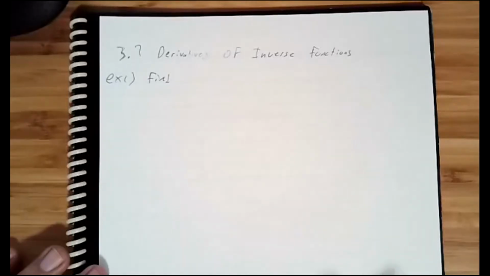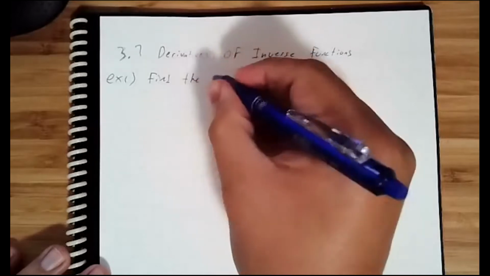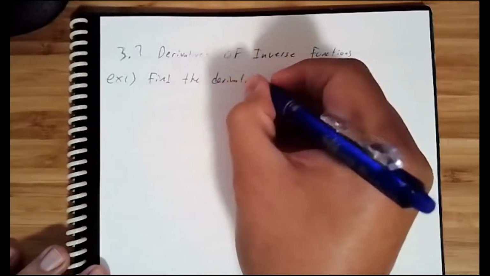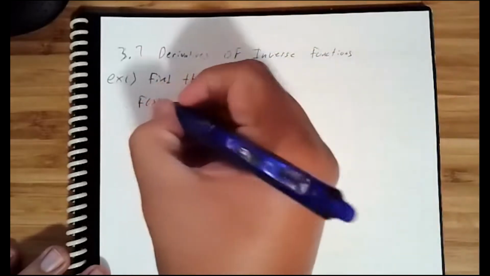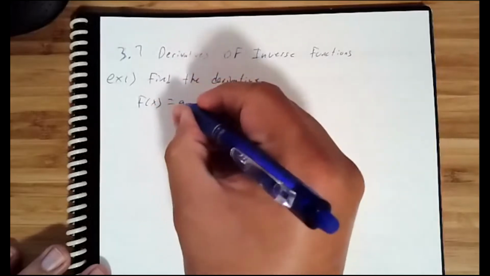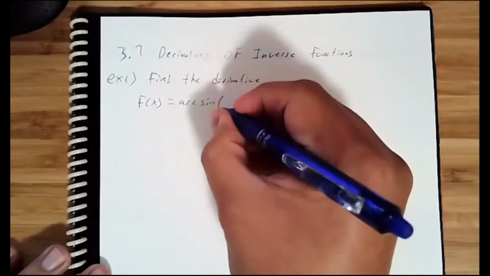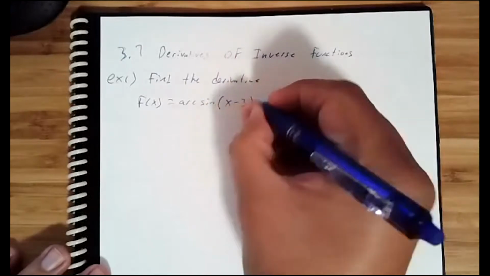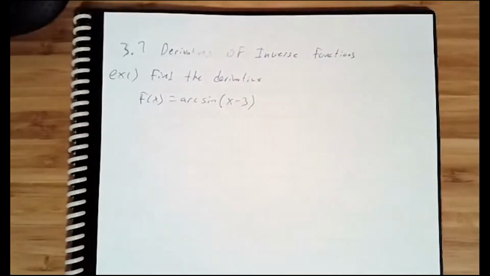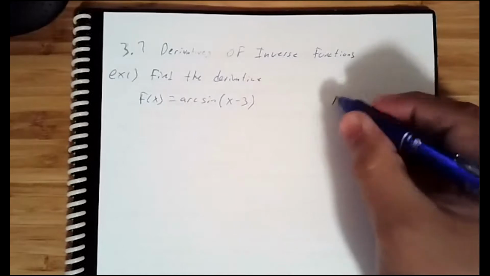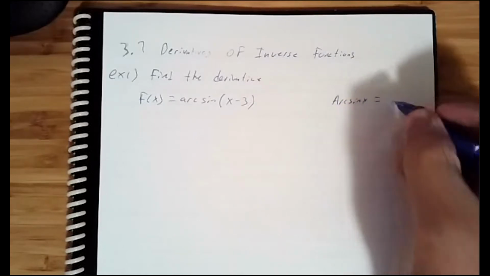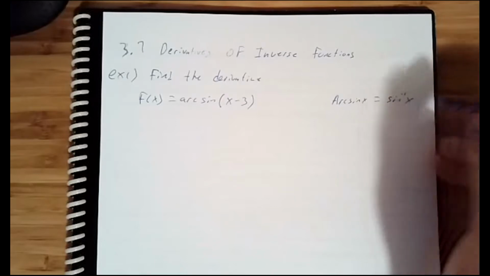All right. So find the derivative of this following function here. So f is equal to arc sine of x minus 3. So this is the same as sine inverse. Okay, just real quick, in case you didn't already know, arc sine x means sine inverse x. It's just a different notation.